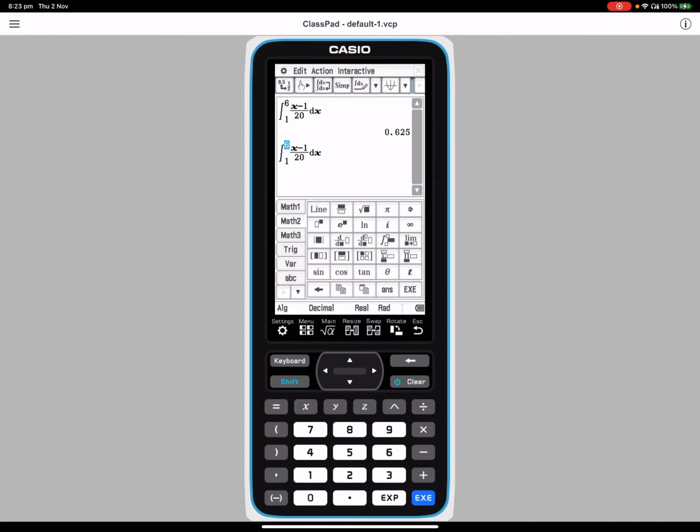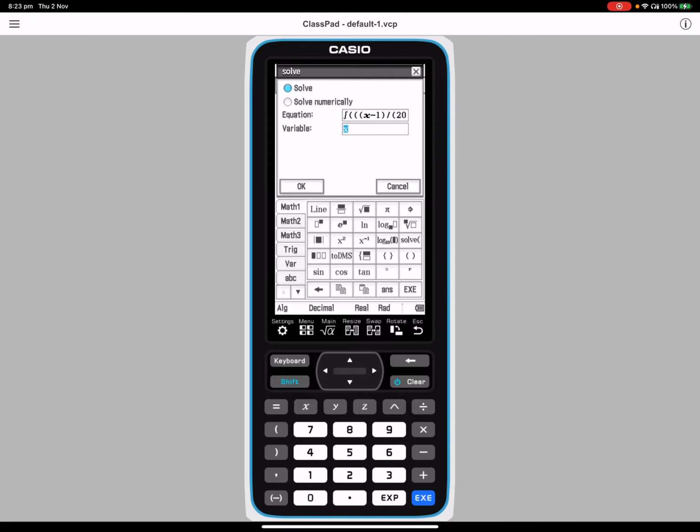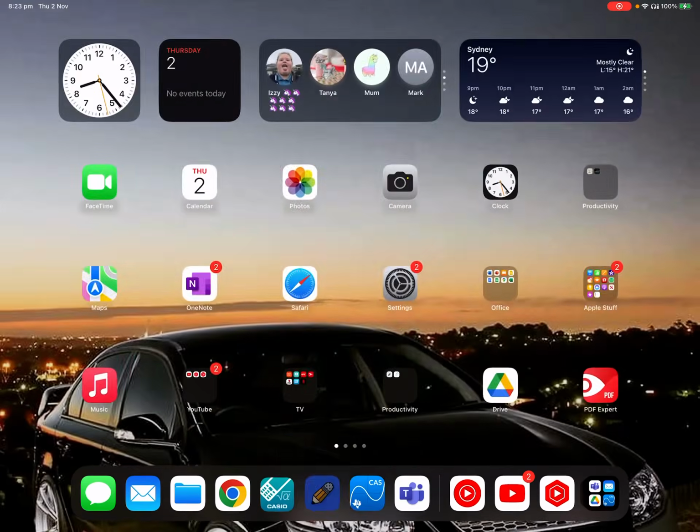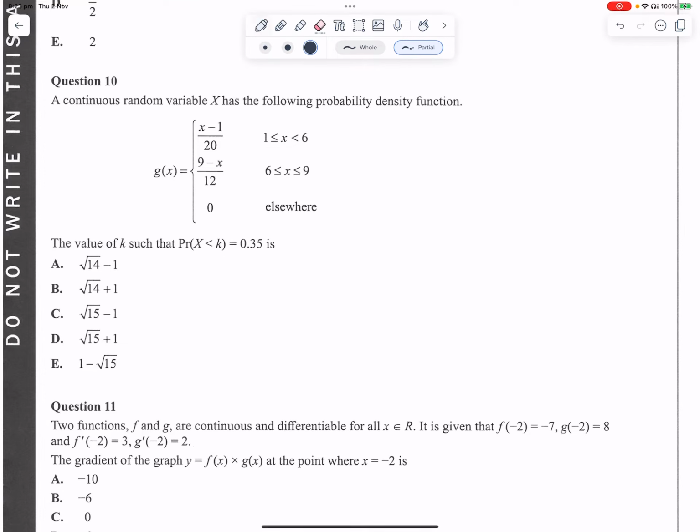So then we say go from that to maybe z. Let it equal 0.35. Solve for z. Okay, it can't be that value. It's got to be that value, but we want it exact. So it's root 14 plus 1.